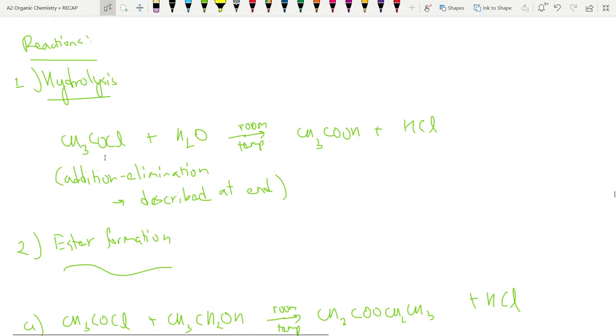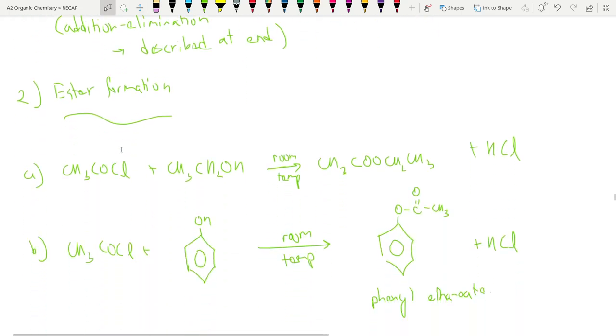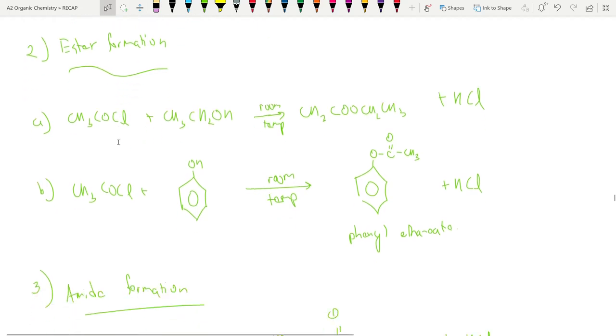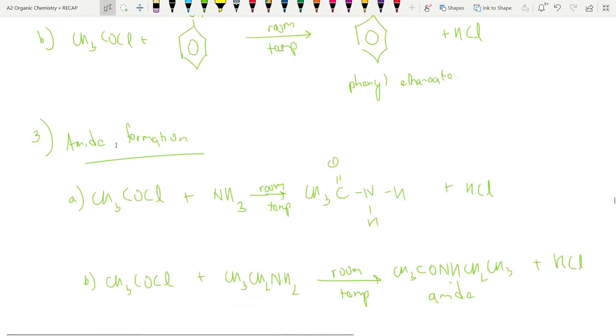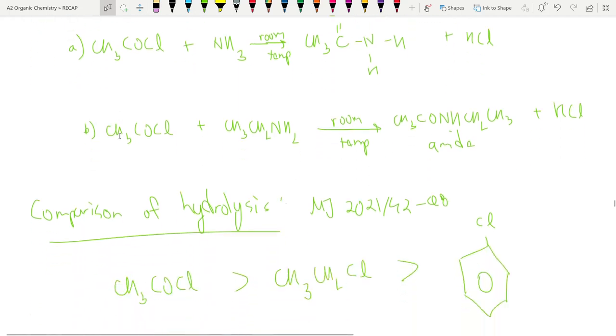They also take part in ester formation by reacting with alcohols and phenols to form esters. This occurs at room temperature as well. They also form amides, by the way, by reacting with amines and ammonia. This also occurs at room temperature. By the way, you cannot use carboxylic acids to form amides. You are only allowed to use acyl chlorides. Remember that.